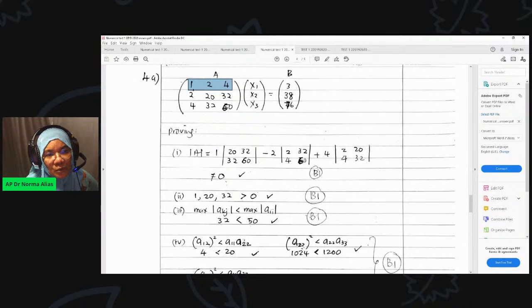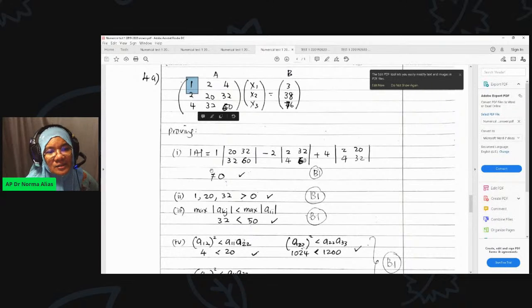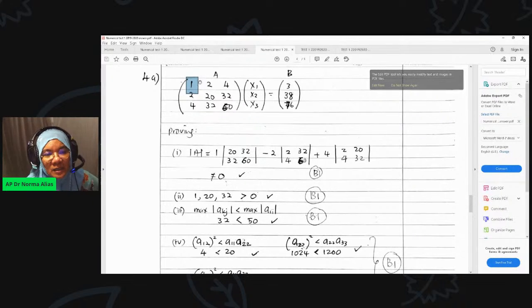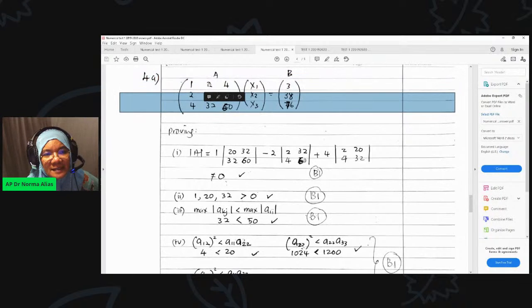You close the first row and first column, and you get 20, 32, 32, 50. So how do you solve this? 20 times 60 minus 32 times 32. Now we close the first row and second column.